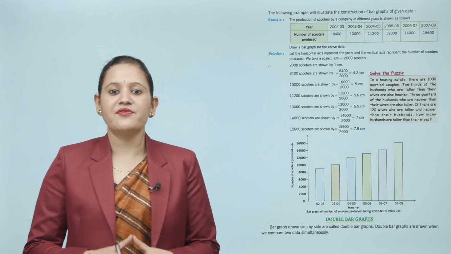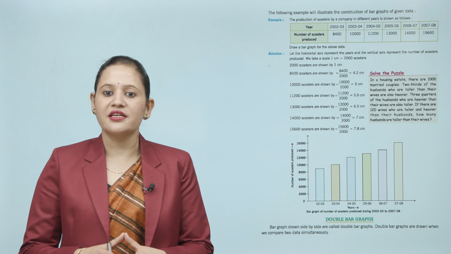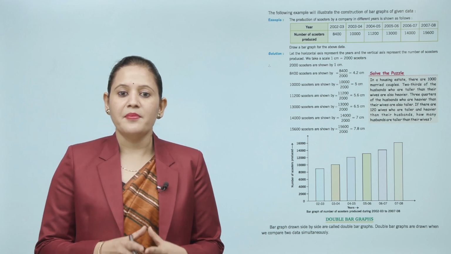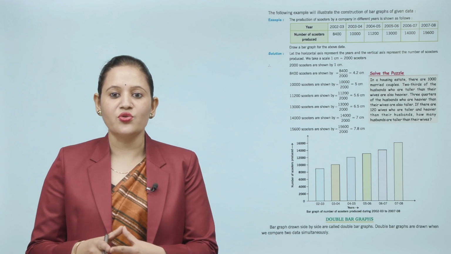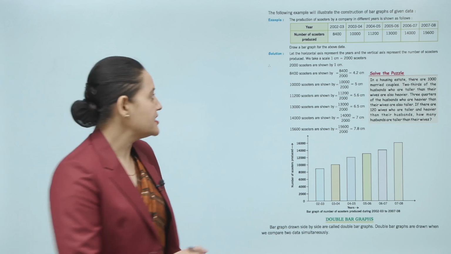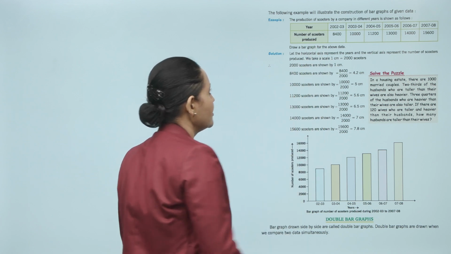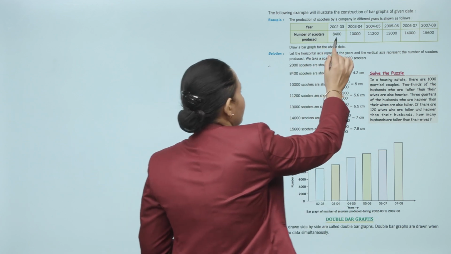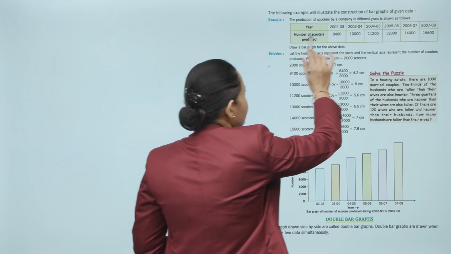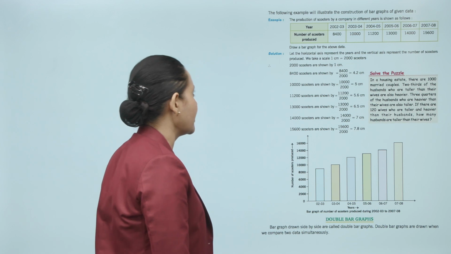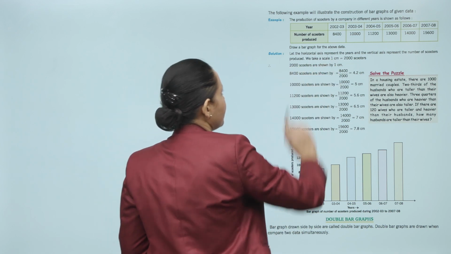The following example will illustrate the construction of a bar graph of given data. Example 1. The production of scooters by a company in different years is shown as follows. First, the year is given and the number of scooters produced. So 2002 and 3 में 8400, like this. अलग अलग years में आपको number of scooters का production दिया गया है. Draw a bar graph of the data.